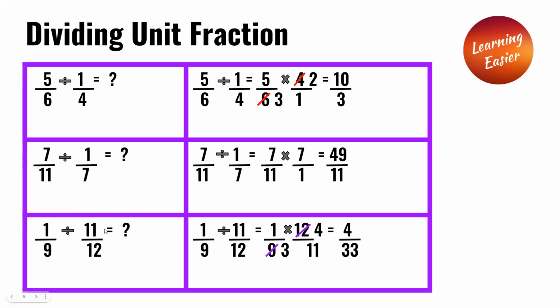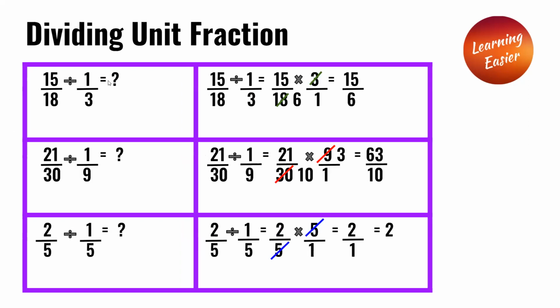1 over 9 divided by 11 over 12. 1 over 9 divided by 11 over 12 is equal to 1 over 9 times 12 over 11. 9 and 12 can be simplified by 3, in which 9 becomes 3 and the 12 becomes 4. 1 times 4 is 4. 3 times 11 is 33. So the answer is 4 over 33.